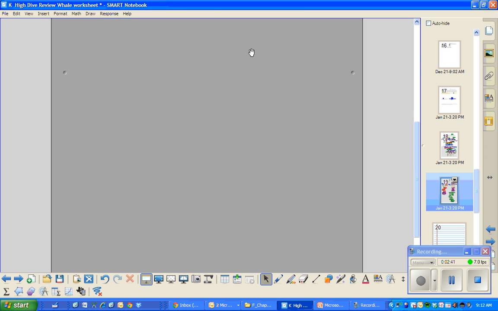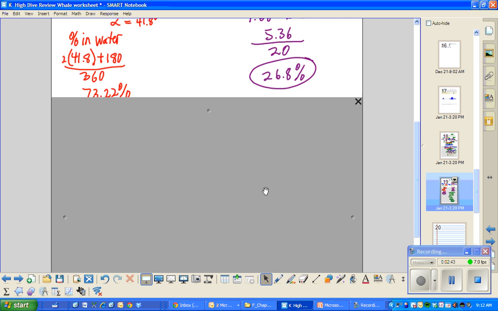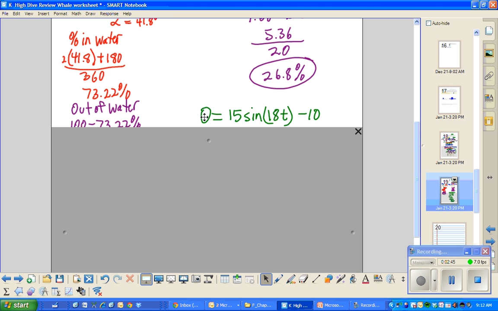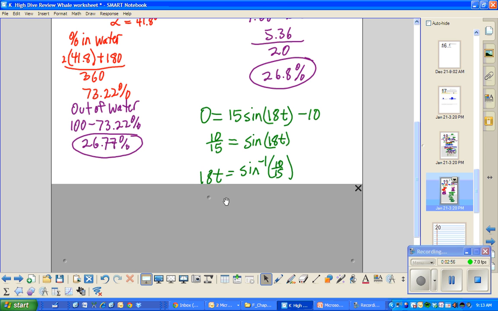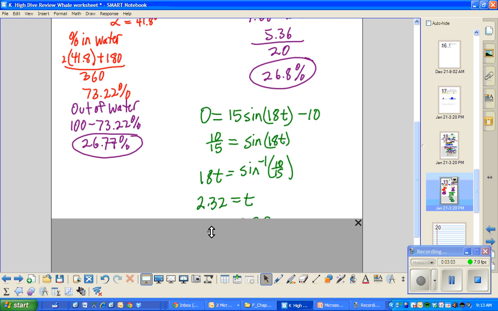Let me step you through that. First of all, 0 is the water line. So 0 equals the equation. I add 10, divide by 15. I get sine of 18t equals this. Well, sine inverse of 10/15 is equal to 18t. I get 2.32 as our time.